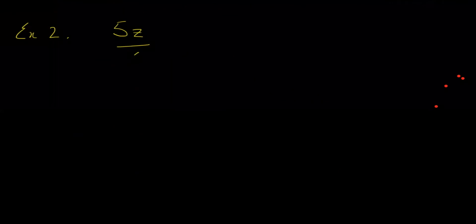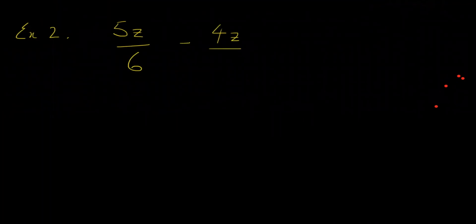So this is the next example that we're going to do. And again, this is just a 15-minute recap, okay? Example 2: 5z over 6 minus 4z over 9. So what's the number we're aiming towards? What's the common denominator? 48. I mean, 54.